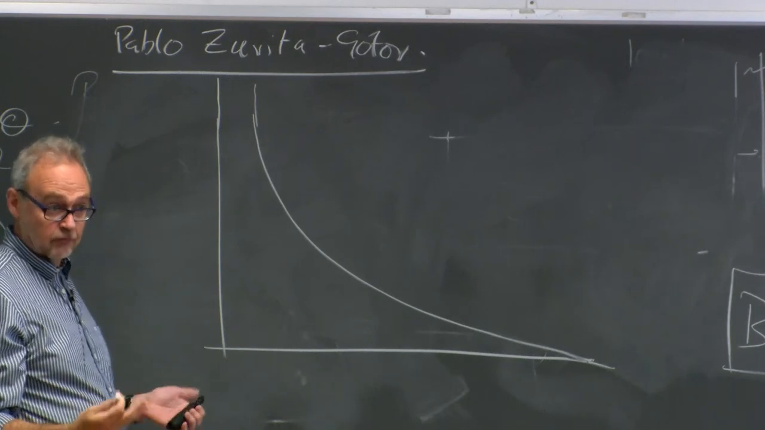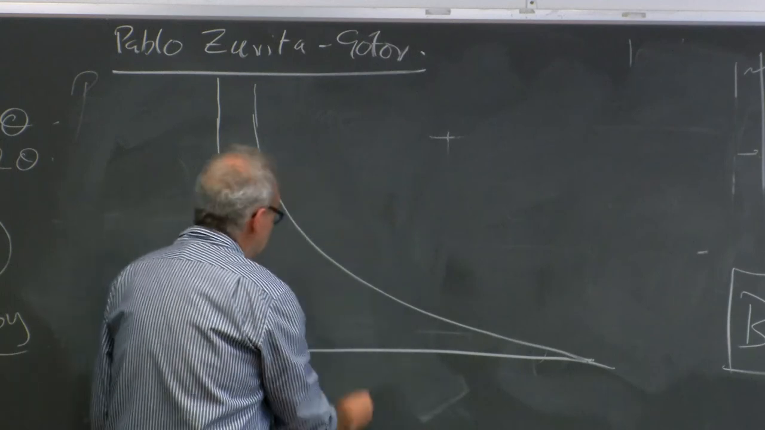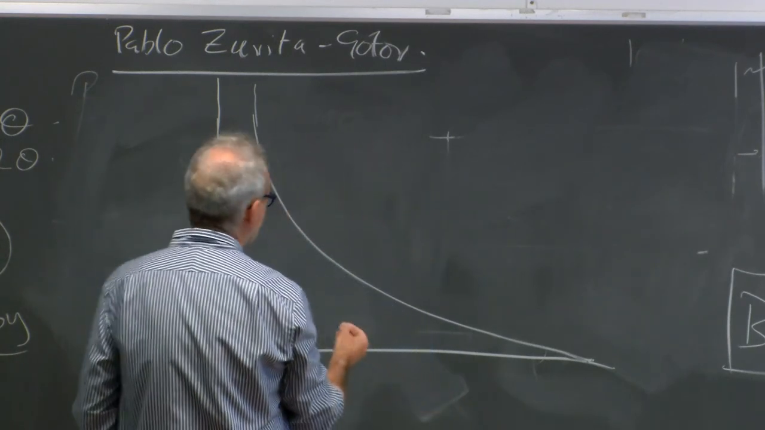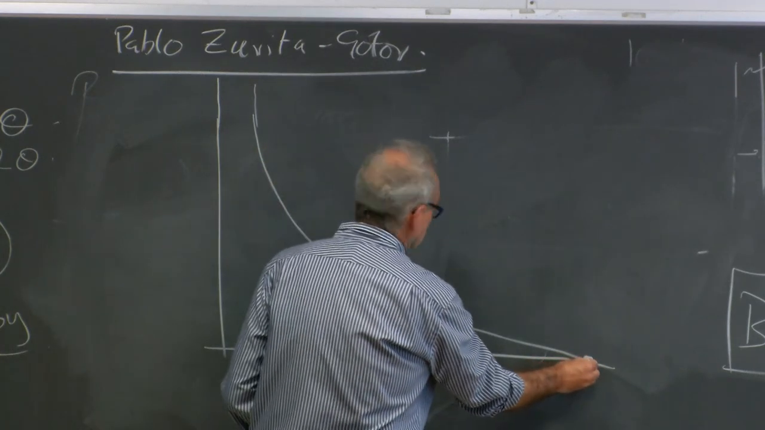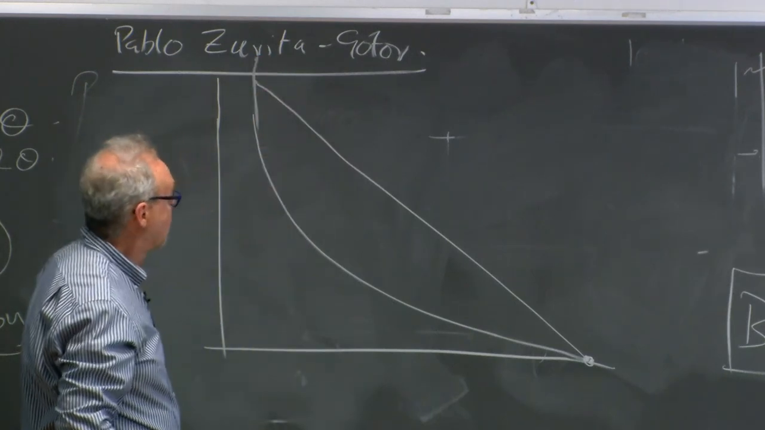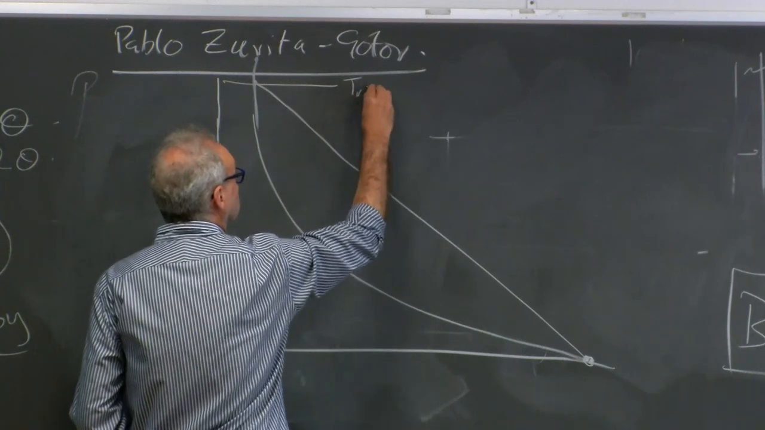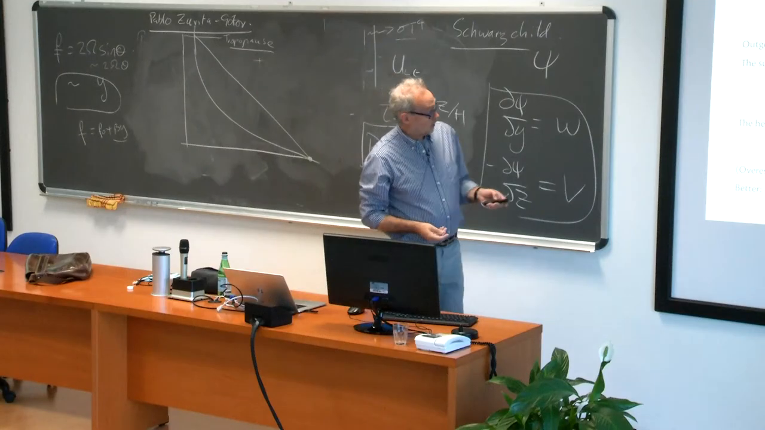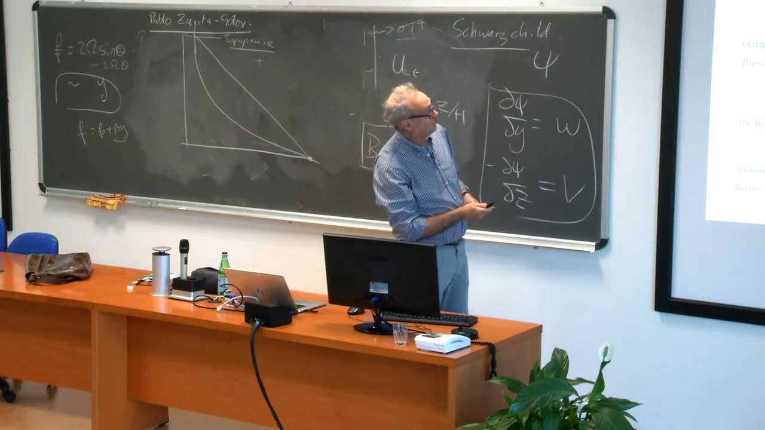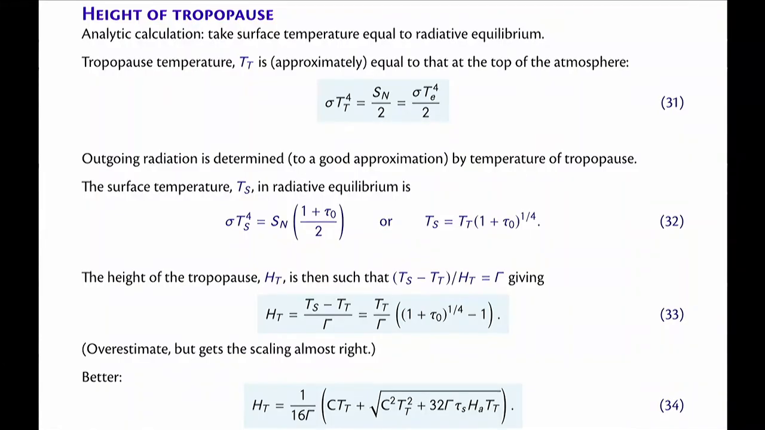For my first assumption, let's just assume we have this red line, which we don't have any red chalk for. But let's assume that it starts from here, and we specify the lapse rate, and then it will go up to there, and that would be the height of the tropopause. That is what I've actually done in this first calculation: take the surface temperature equal to the radiative equilibrium temperature. So if I know what this lapse rate is, and I know what this temperature is, I go up to here, and that gives me this value of the tropopause here.